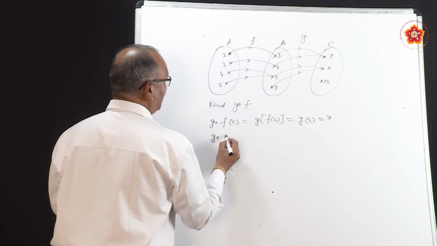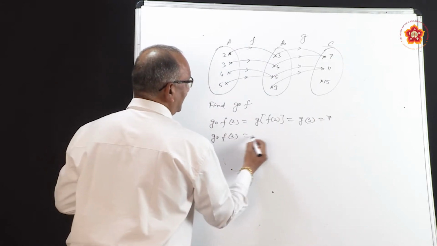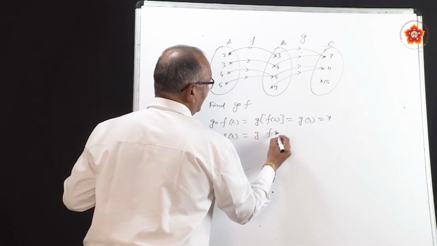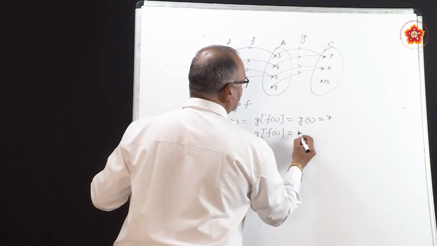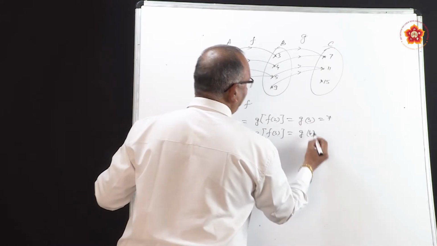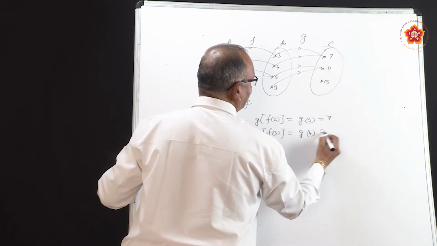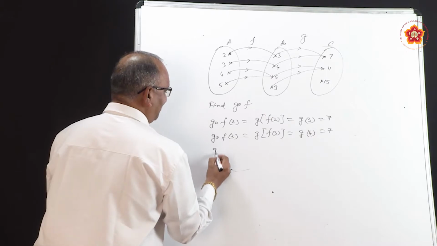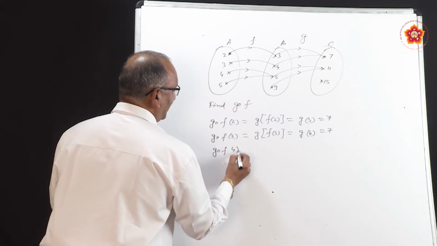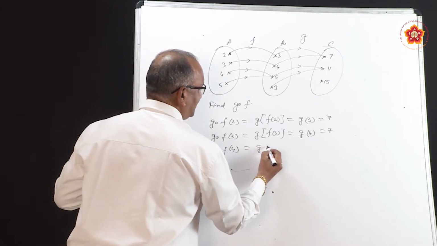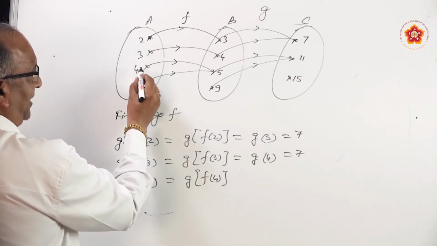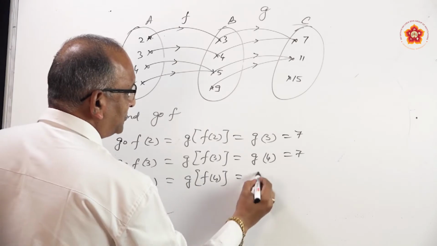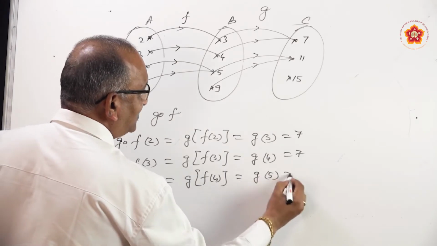Similarly, g o f of 3 is g of f of 3. Where is the image of 3? Image of 3 is at 4. So it is g of 4. Where is the image of 4 under g? It is at 7. Similarly, g o f of 4 can be written as g of f of 4. And where is f of 4? The image of 4 is at 5. So it is g of 5.